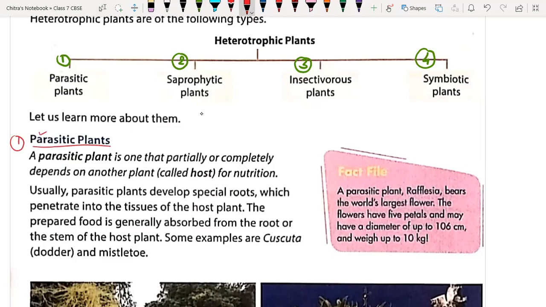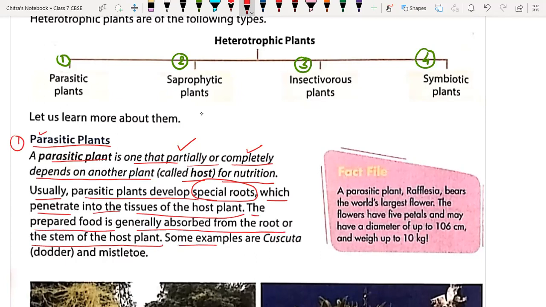See, parasitic plant means a plant that partially or completely depends on another plant, and that plant is called the host plant on which it grows. Such plants are called parasitic plants. We will discuss examples also, don't worry. Usually, parasitic plants develop special kinds of roots, which penetrate into the tissue of the host plant, and prepared food is generally absorbed from the root or stem of the host plant.